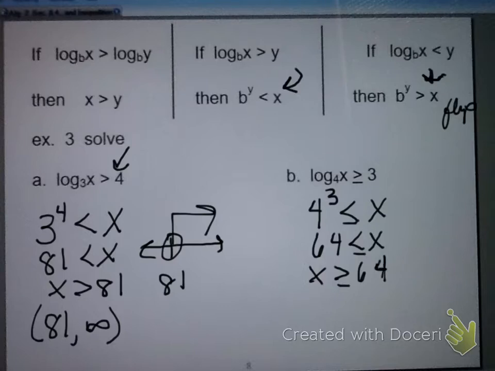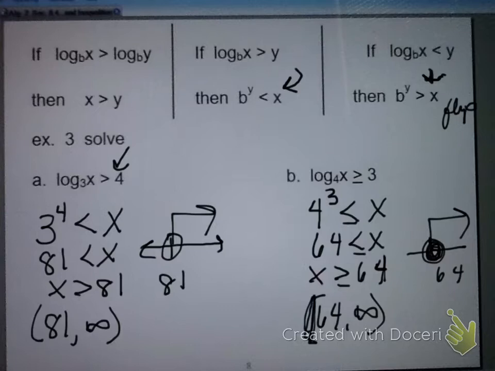Put that in interval notation. We're going to graph it real quick. That's to the right. So in interval notation, because it's a closed circle, we're going to close in our circle and put a bracket, not a parenthesis.